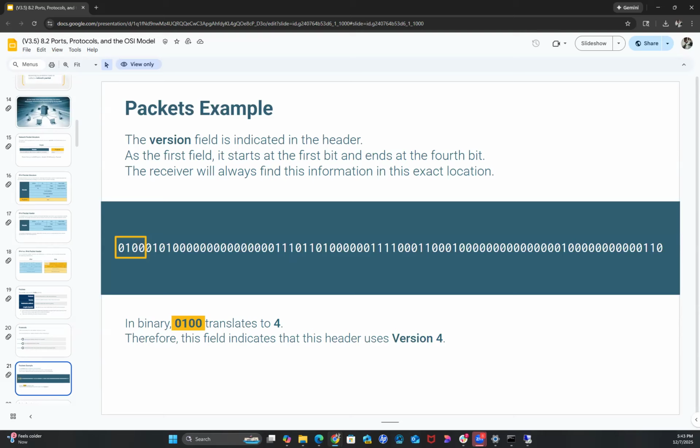Following the example header displayed in binary, the version field starts at the first bit and ends on the fourth. So this is the version. 0100 means version number 4. So in binary, 0100 translates to 4. Therefore this field indicates that this is header version number 4.